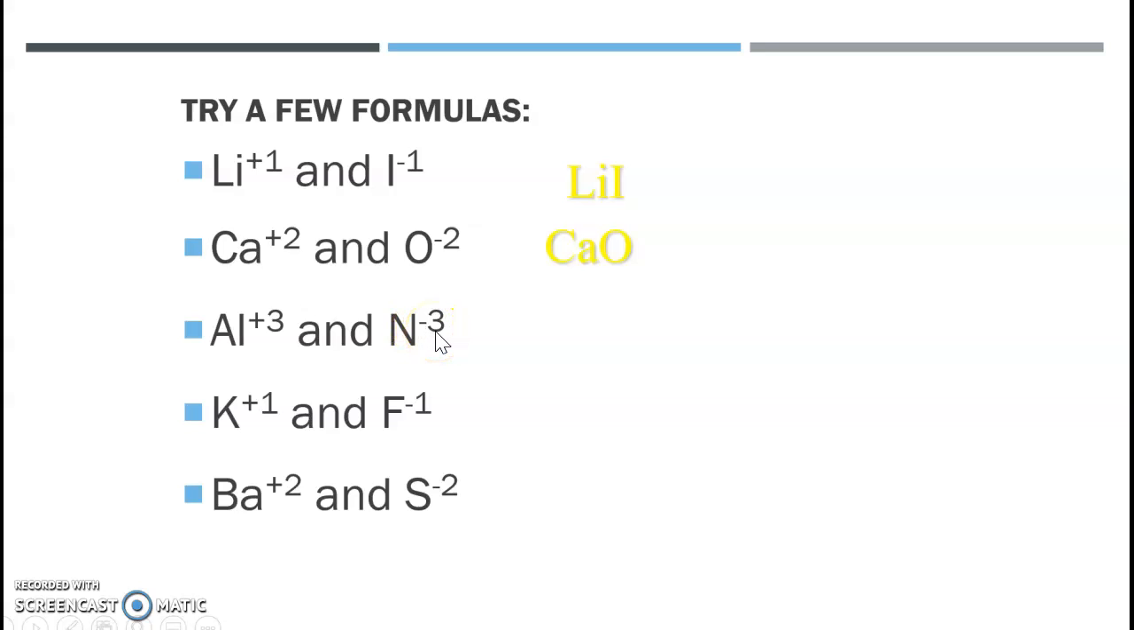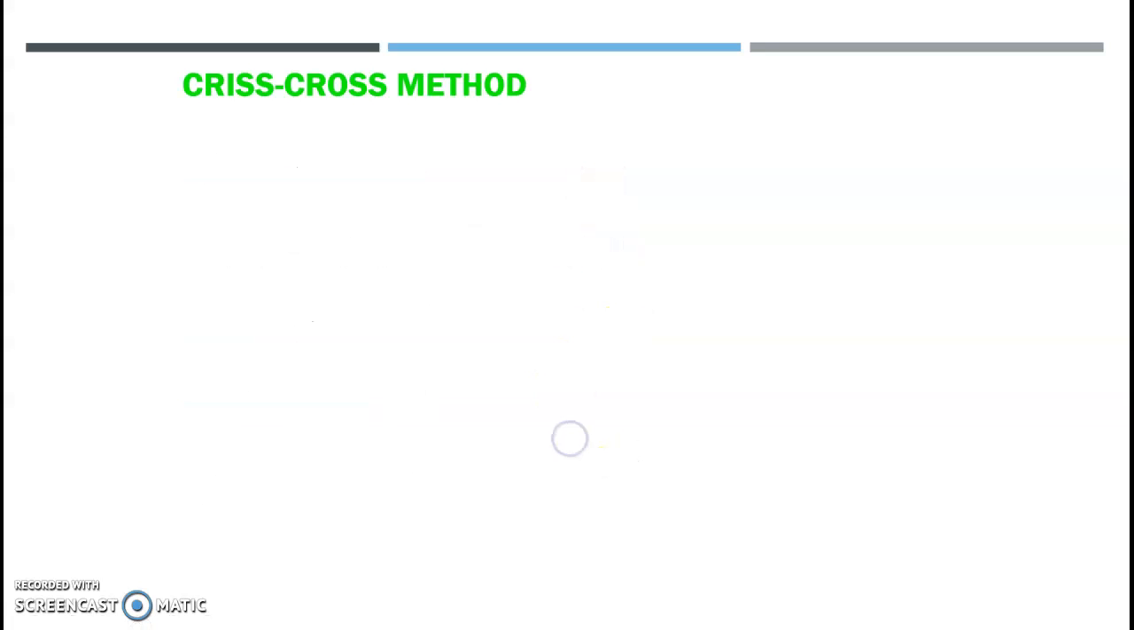Plus 3 minus 3 already equals 0. Plus 1 minus 1, plus 2 minus 2, 1 of each. So remember, I did not write any of those subscripts. Where I only need one atom of a particular element, I don't write ones. I don't crisscross the twos. I already know that my charges cancel each other.